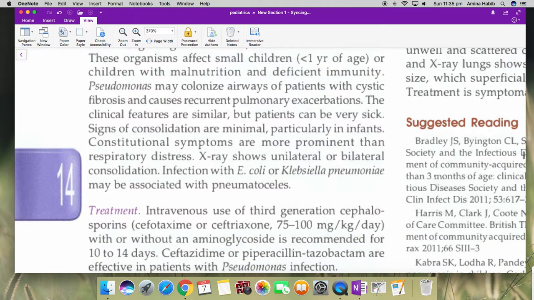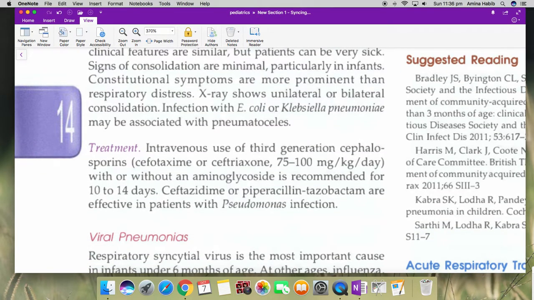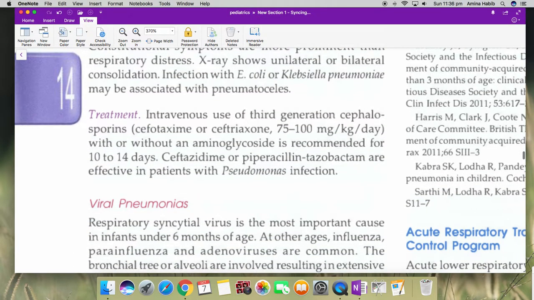So let's see if we missed anything. The clinical features we discussed. Signs of consolidation are minimal. X-ray findings show unilateral or bilateral consolidation, with pneumatocele formation. Intravenous use of a third generation cephalosporin is effective. Ceftazidime or piperacillin-tazobactam for Pseudomonas.